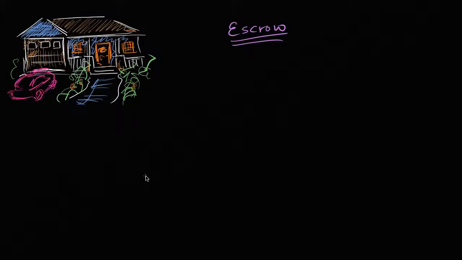Now, one way in which the word escrow is used is when you're actually buying the house. So what happens is you make an offer on the house. Let's say that the seller accepts the offer, then you have an opening of escrow. And what an escrow is, it's a third-party account. So this right over here is escrow, and it's managed by a trusted third party.